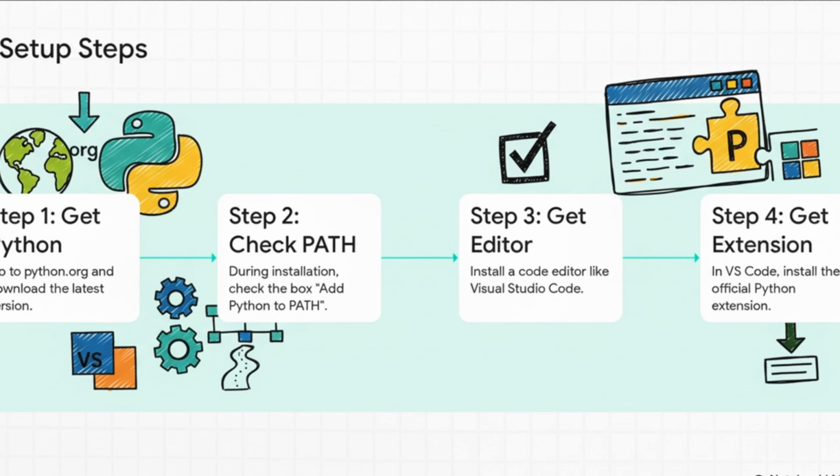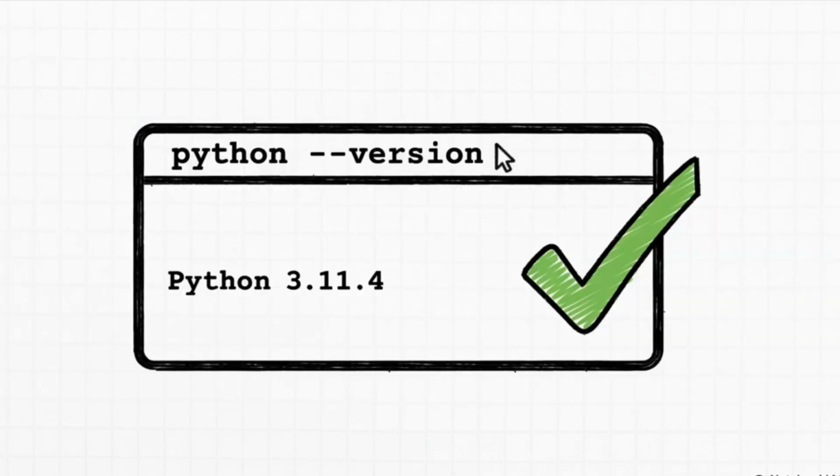Next, you need a good code editor. I highly recommend Visual Studio Code. Everyone just calls it VS Code. It's free, it's powerful, and it's what the pros use. Once you've got VS Code open, just go to the Extensions tab, search for Python, and install the official one made by Microsoft.